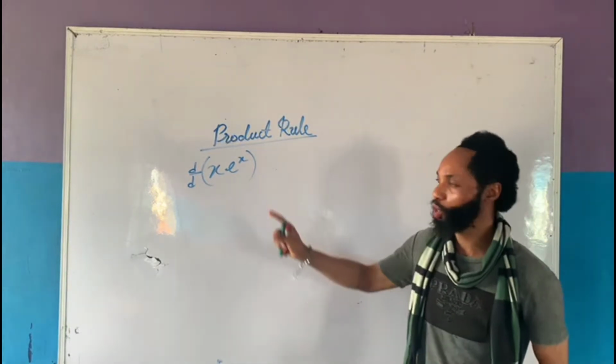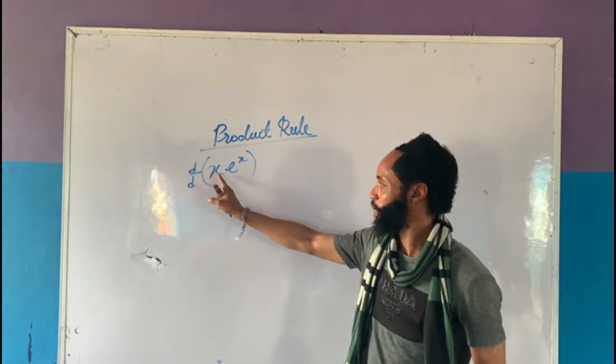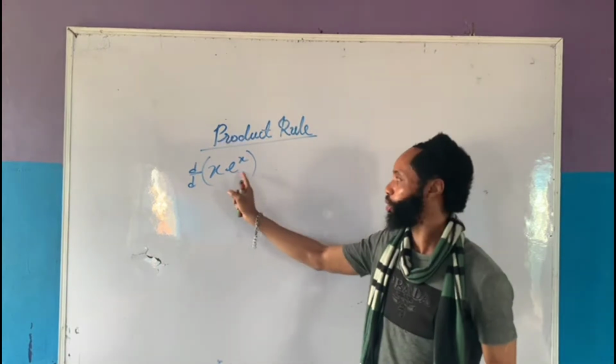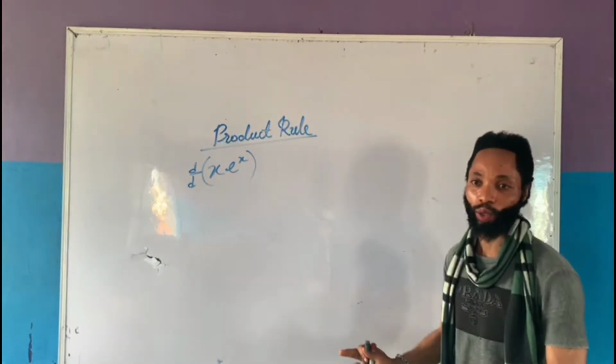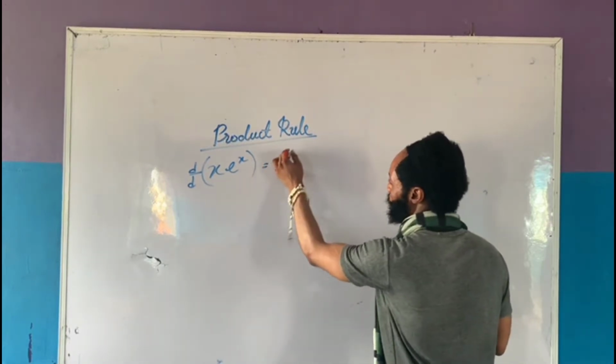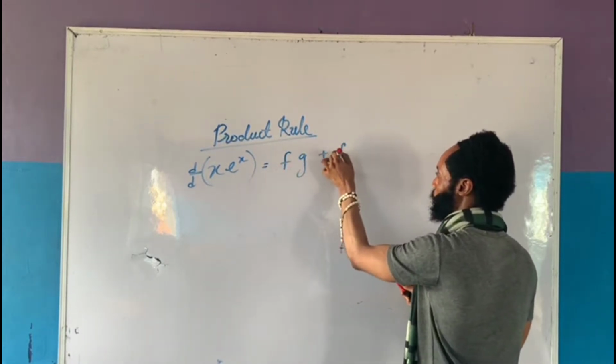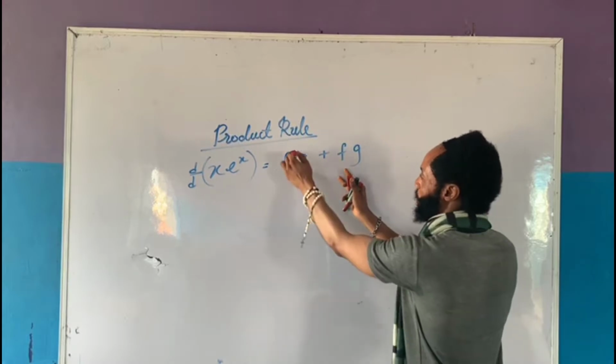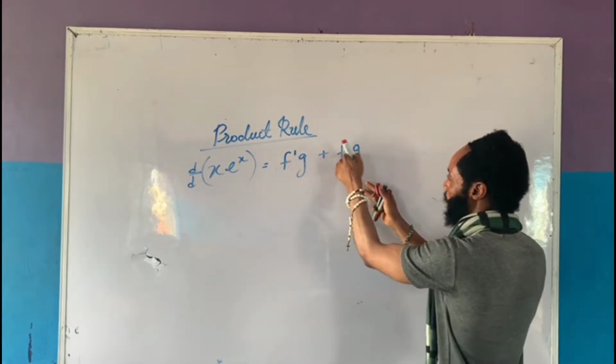Now if you look at this question, you can tell that x is multiplying e raised to the power x. We have two functions there. So whatever we want to do, we want to use the product rule. And the product rule formula states what? fg plus... Now I like to put it like this: f prime of g plus fg prime.